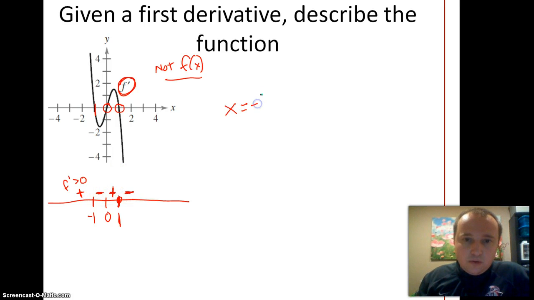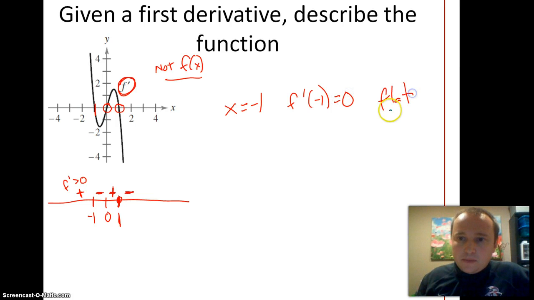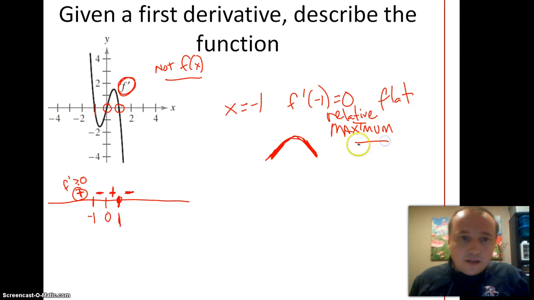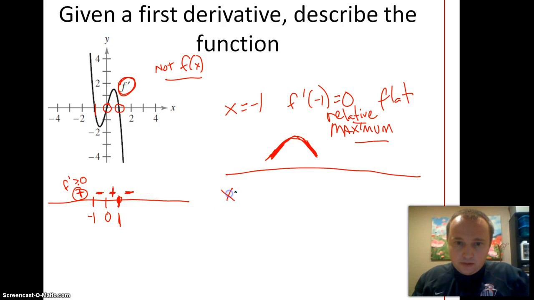What's happening at x equals negative 1? F prime of negative 1 is 0. So my graph's flat. Now, if I look before, my graph has a positive value, because I have a positive slope. After negative 1, I have a negative slope, so what do I have? I have a maximum. Now, it's not an absolute maximum, but I have a relative maximum. In other words, in that little general area, it's a relative maximum. Now, let's look at my next one. Let's look at x equals 0.